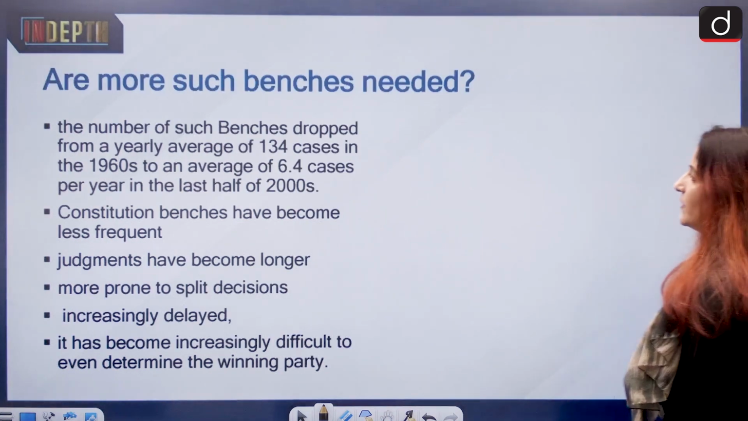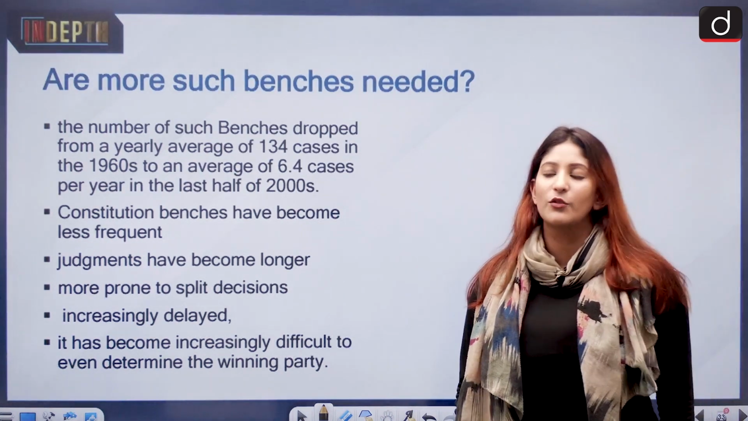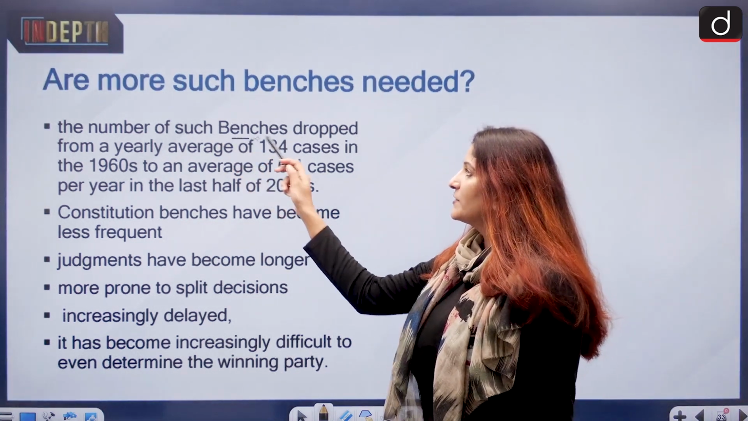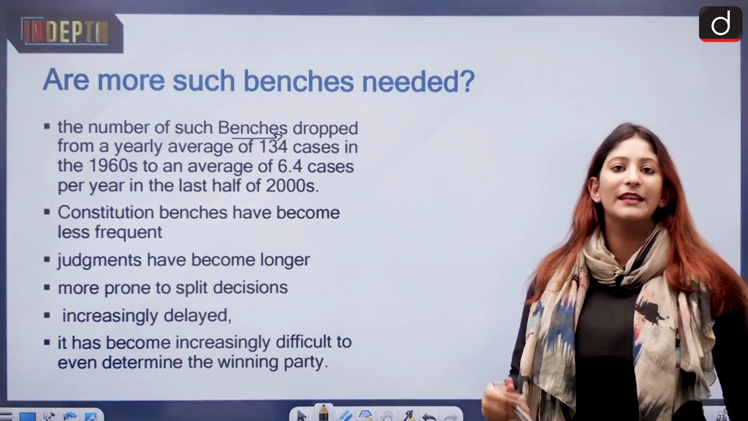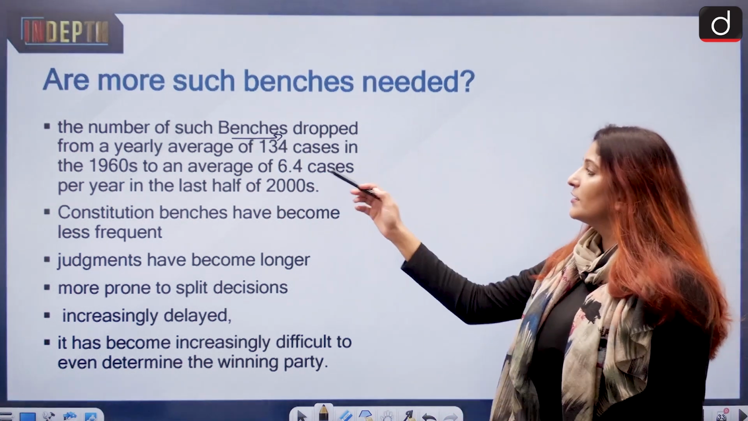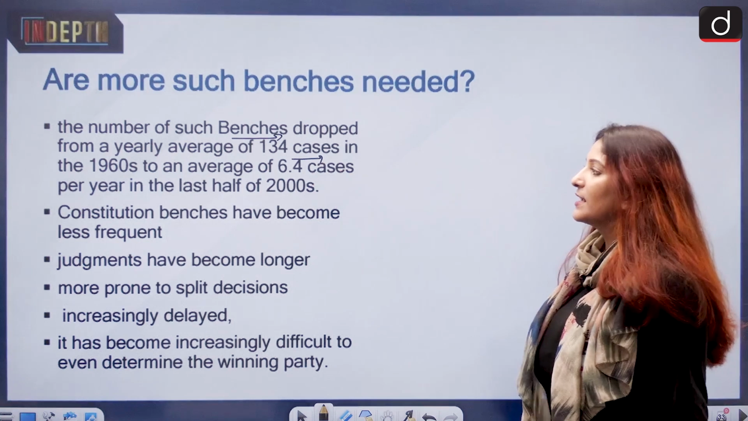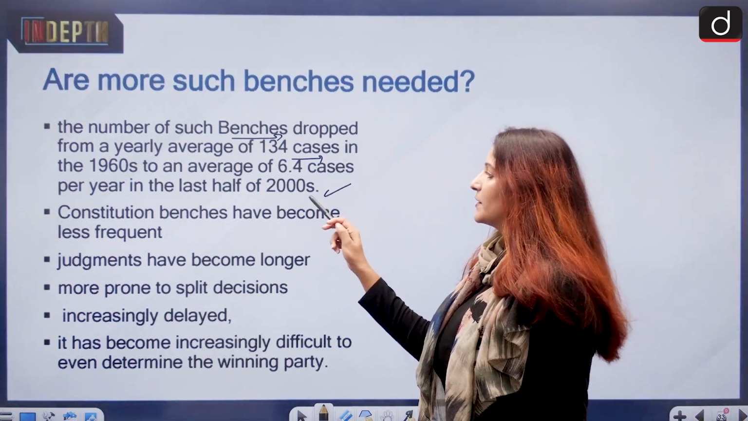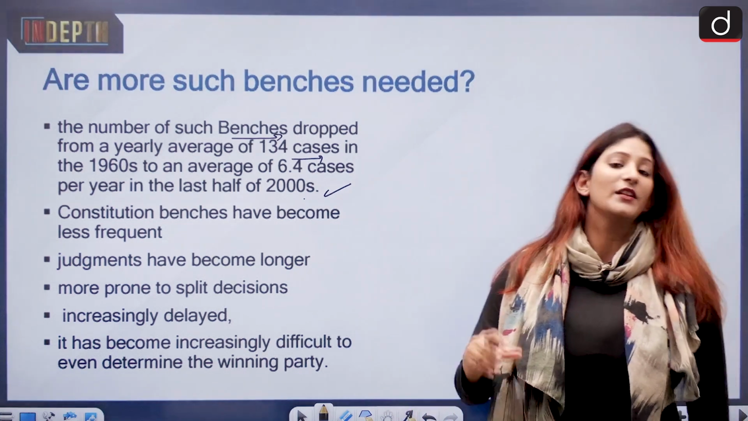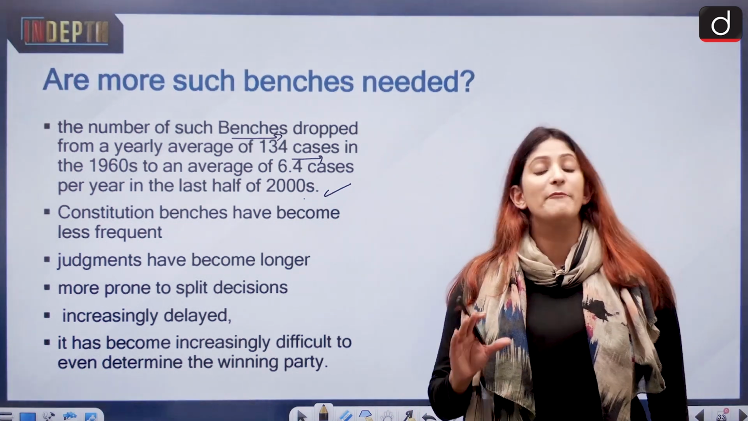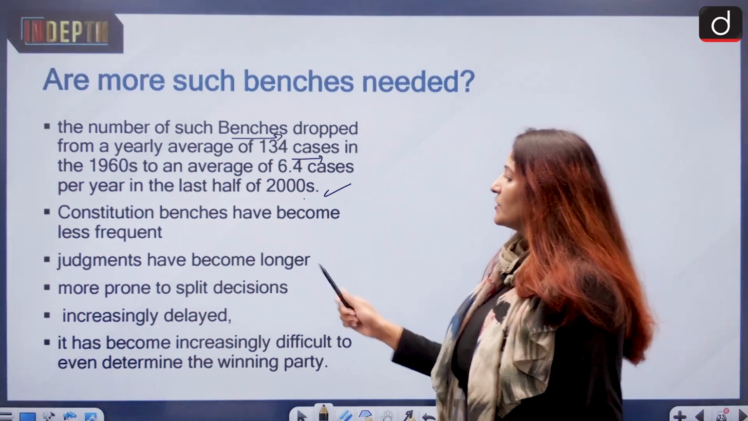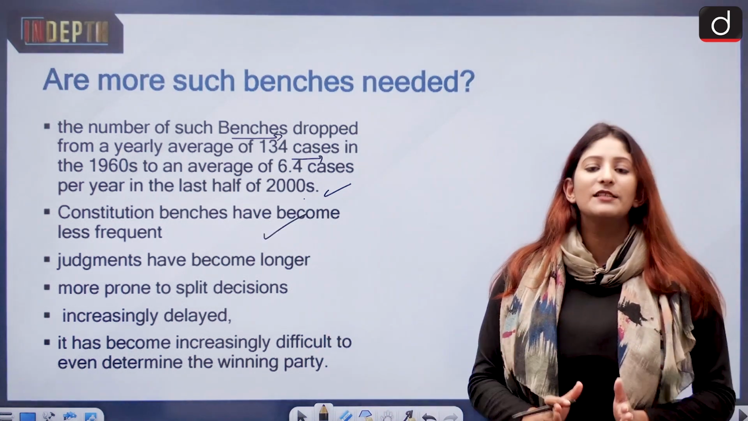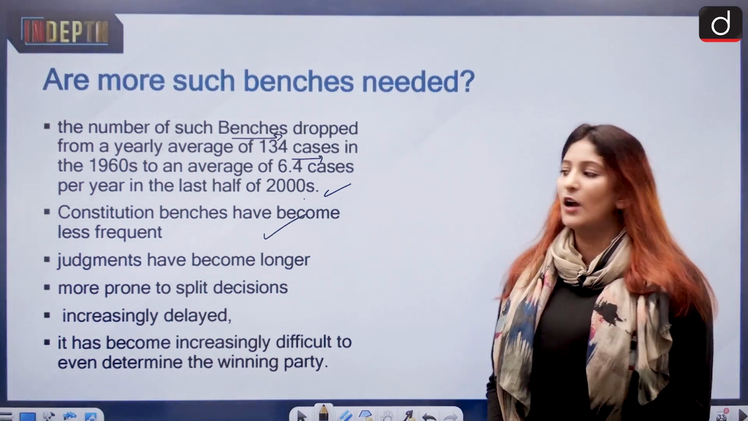Moving ahead, if we talk about why we need more such benches, one thing that we have to understand is that the number of such benches has dropped from a yearly average of 134 cases in the 1960s to an average of 6.4 cases per year in the last half of the 2000s. So it is for sure that pendency and backlogs are occurring, and Constitution benches have become less frequent. We are seeing that these benches are not being formulated a lot.